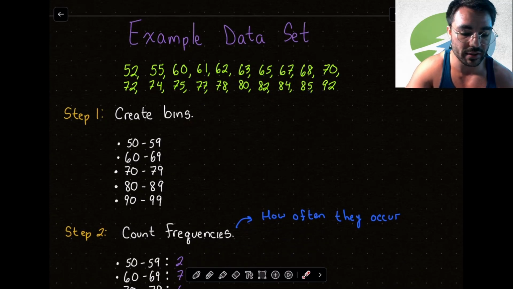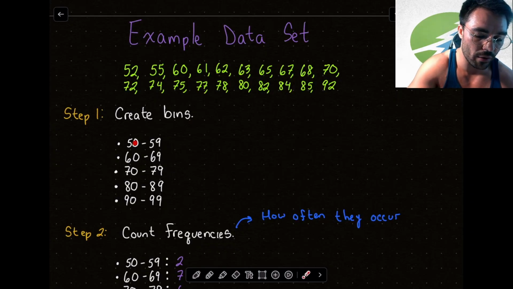Step one, create bins. So bins are ranges of values that we're going to be looking at. Typically, you want the range to be in an interval of 10. Sometimes you'll see it in different intervals, maybe 100, maybe 1,000, maybe 5. More often than not, it's going to be 10.